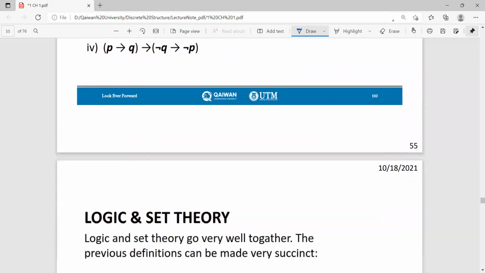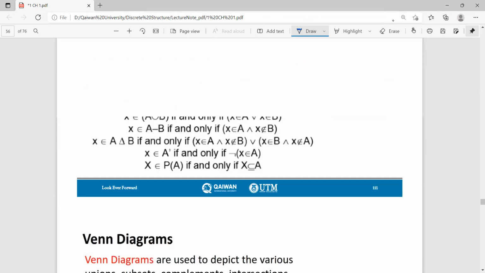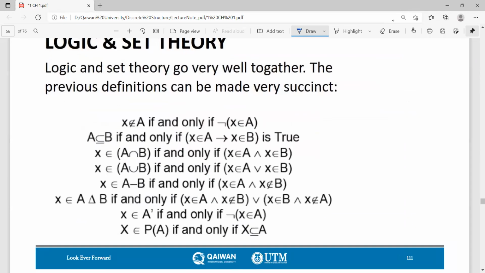Now we have an exercise here. You should do this exercise by yourselves. It's just about constructing the truth table for each of these compound statements. Now we have logic and set theory.